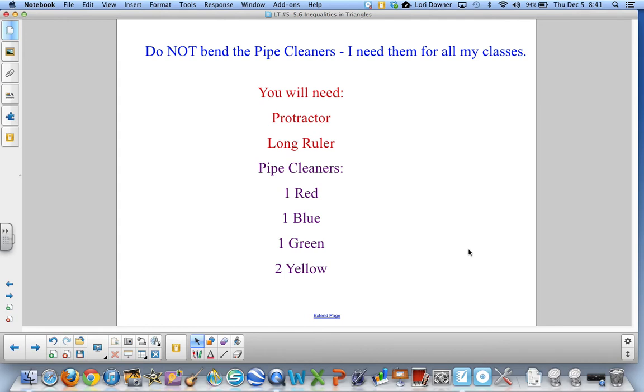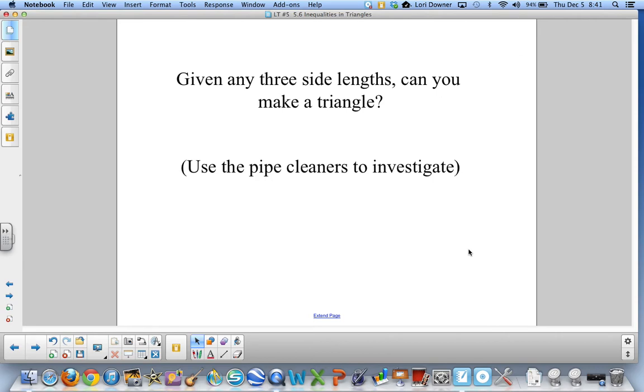All right, so you are ready. I would like you to use those pipe cleaners. You have different colors of different lengths, and I want you to think about this idea. Given any 3 side lengths, can you make a triangle? Is it possible? I would like you to use the pipe cleaners to investigate this question.